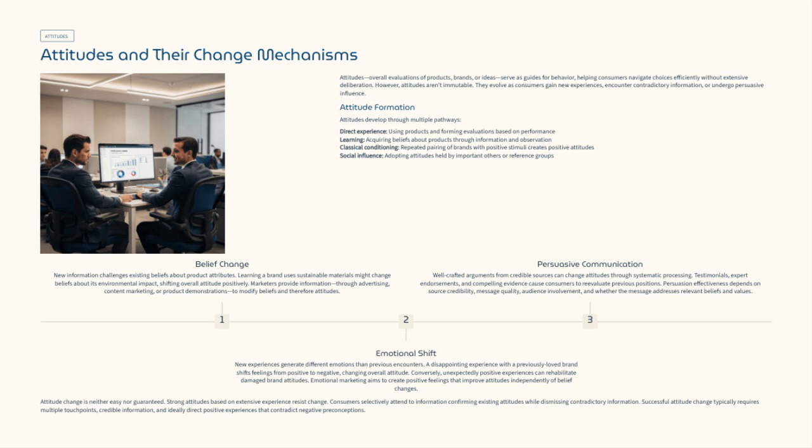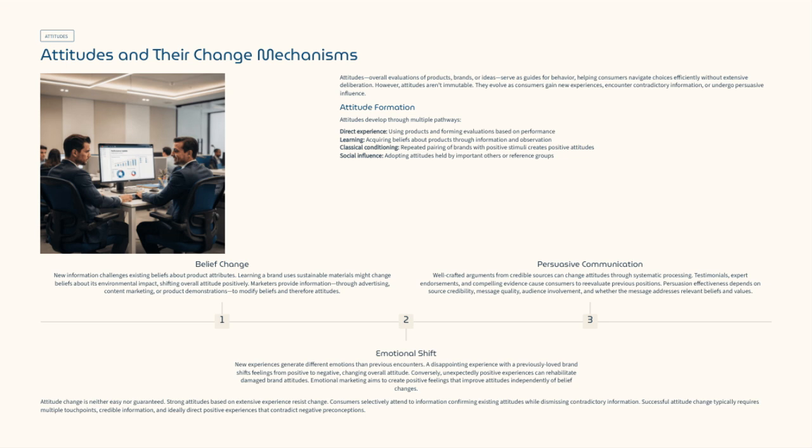Well-crafted arguments from credible sources can be effective, especially when they encourage systematic processing. Testimonials, expert endorsements, and compelling evidence can lead consumers to reevaluate their previous positions. The success of persuasion depends on factors like the credibility of the source, the quality of the message, the level of audience involvement, and whether the message aligns with the consumer's relevant beliefs and values.